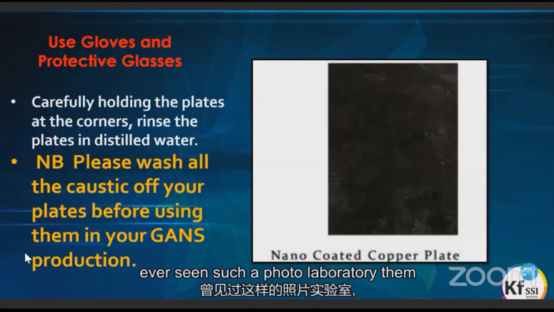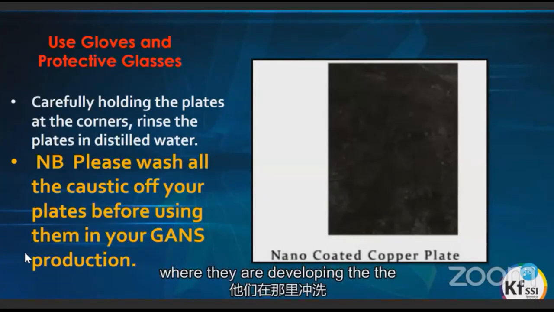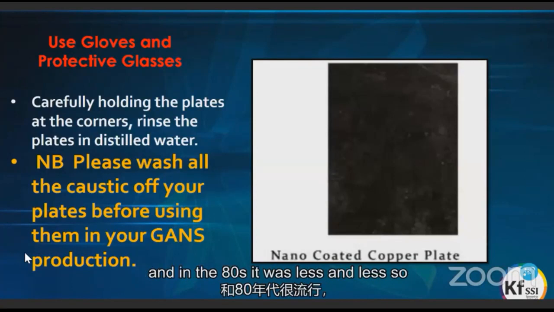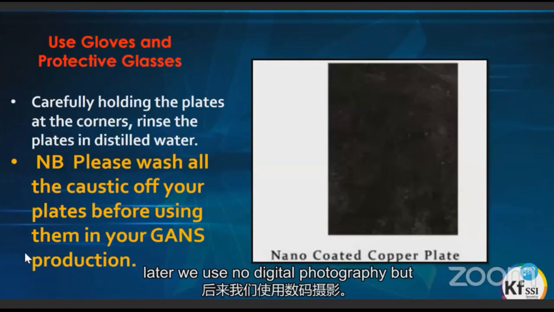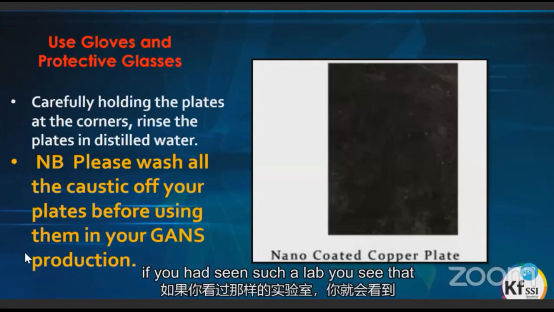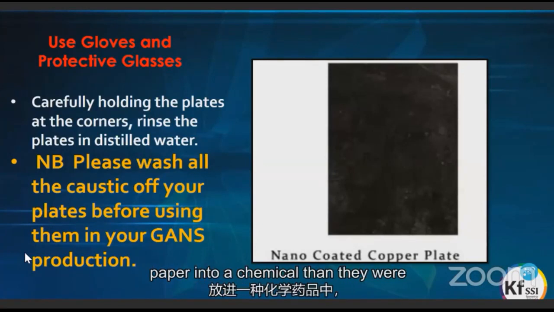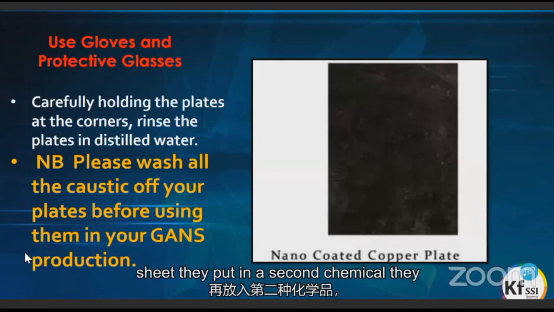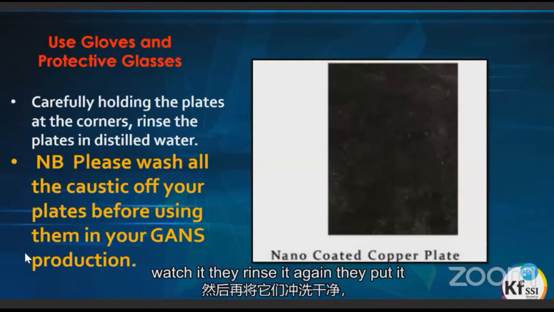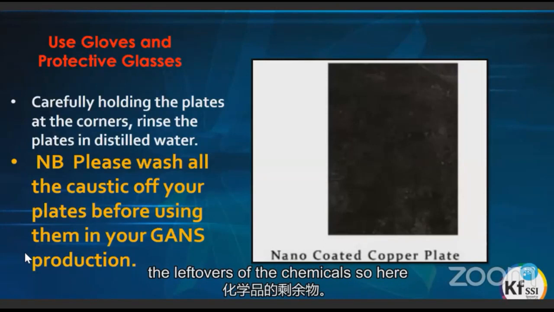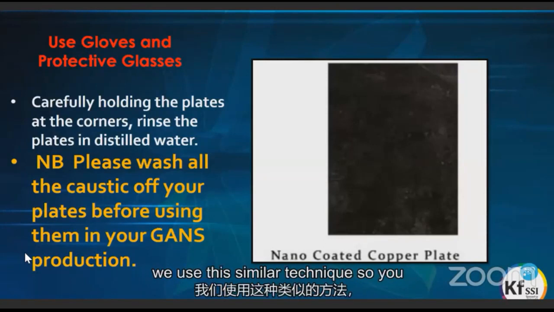If you have ever seen such a photo laboratory where they are developing the photographs, it was in fashion in the 70s, and in the 80s it was less and less, so later we use digital photography now. But if you have seen such a lab, you see that they put the exposed photographic paper into a chemical, then they wash it, they put it in a second chemical, they wash it, they rinse it again, they put it into the third, and then they put it into a final wash to remove all the leftovers of the chemical. So here we use a similar technique.